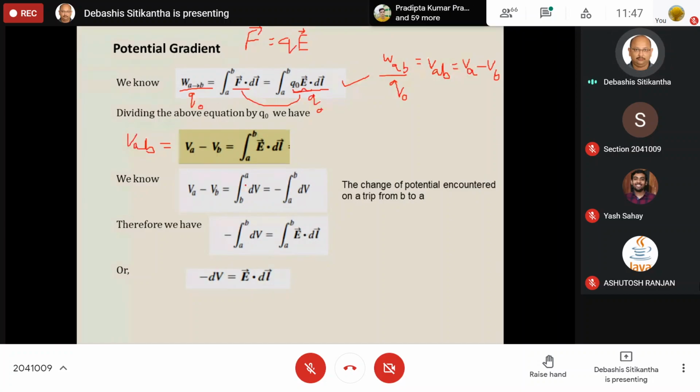Now, why have I written A to B? As we all know, when I am going to move a charge from point A to B, then there is a change in the potential energy. We have already known that W is equal to minus delta U, that is the change in the potential energy. Now, if I want to make it positive, then what do I have to consider? I have to consider that the charge is moving from point A to B. I have to write it in this manner.